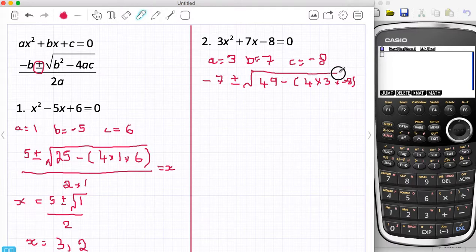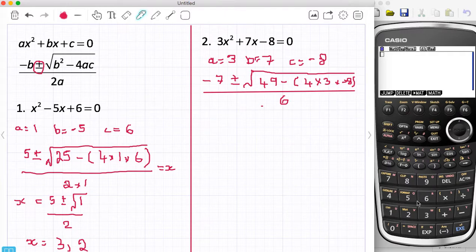Now, the reason why it's always good to use a bracket is because that number in the bracket is going to give me a negative number. Now, if it gives me a negative number, it's going to be 49 negative negative to give me a positive number at the end. And on the bottom here, 2a is 2 times 3, 6 goes on the bottom. So that's what x equals.